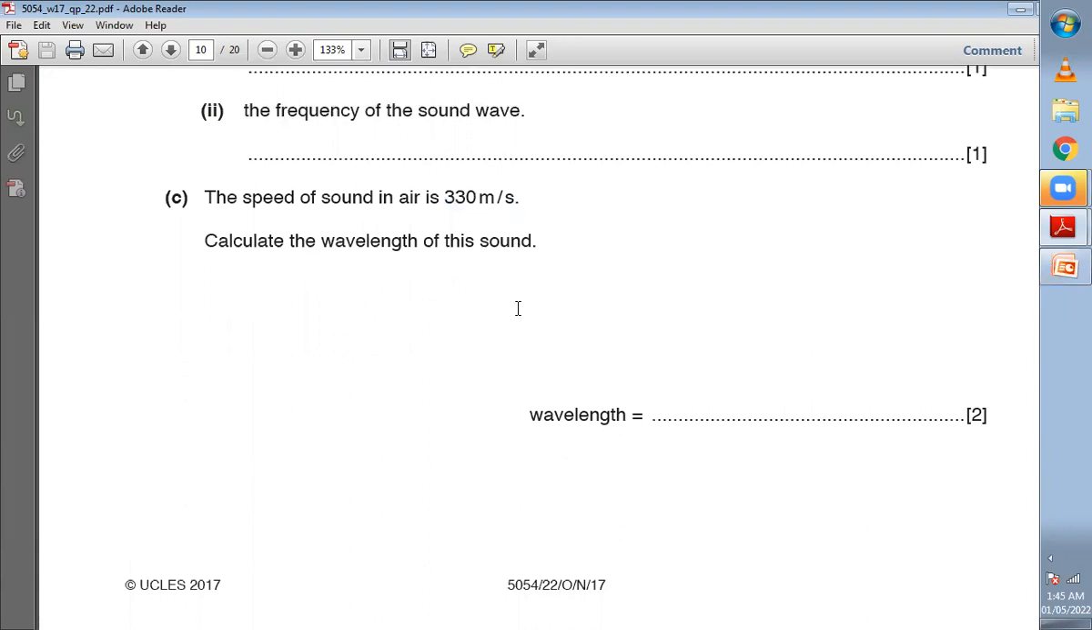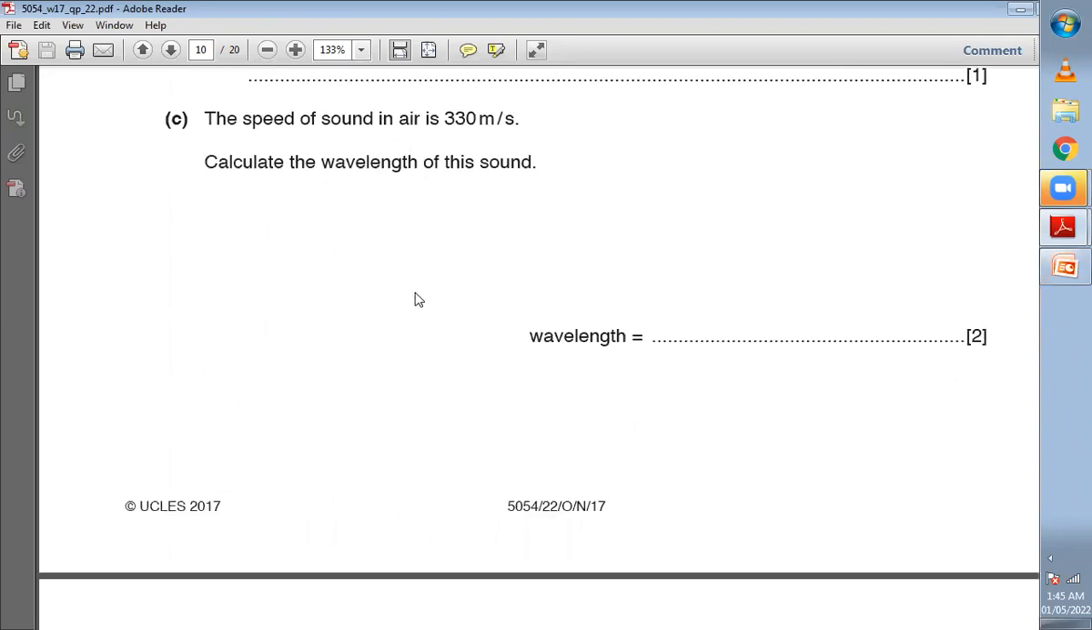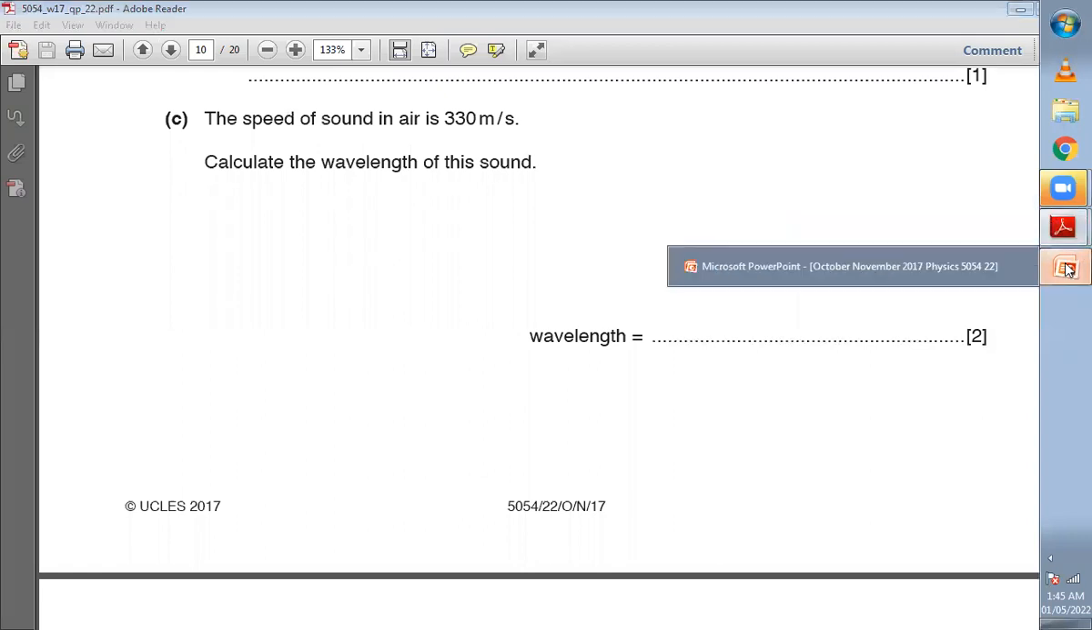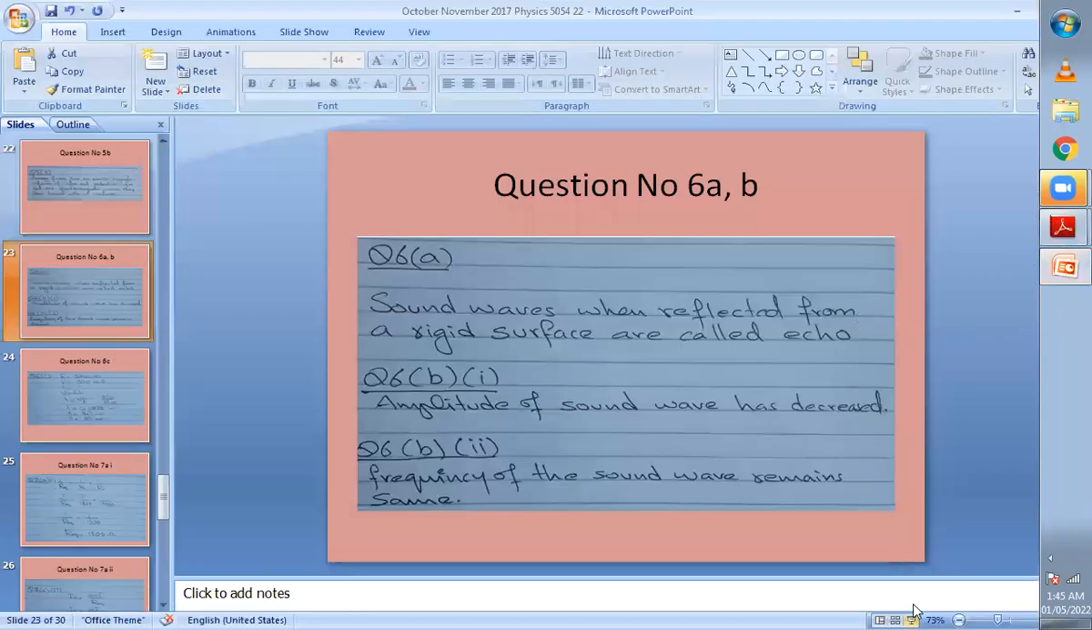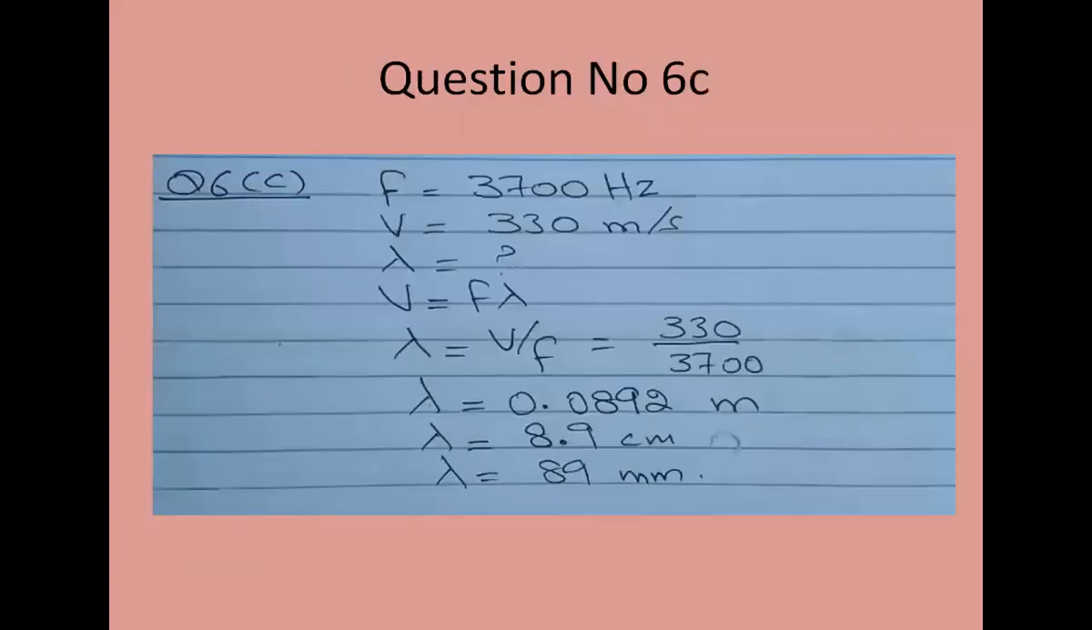The speed of sound in air is 330 meter per second. Calculate the wavelength of the sound, and we already know the frequency of this sound, that is 3700 hertz. So I know the frequency, I know the speed of this sound, and I want to find out the wavelength. You remember that famous wave equation, v equals f lambda, where lambda is the wavelength. I can easily solve this.